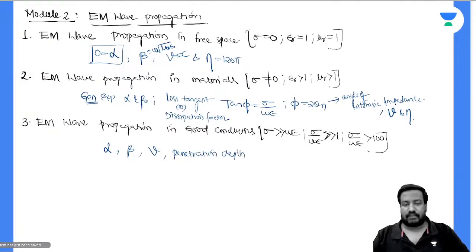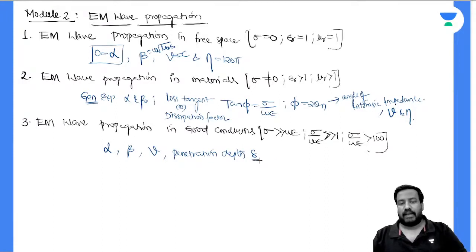penetration depth delta, skin resistance, penetration depth or skin depth, and we were seeing surface resistance or skin resistance Rs and eta.